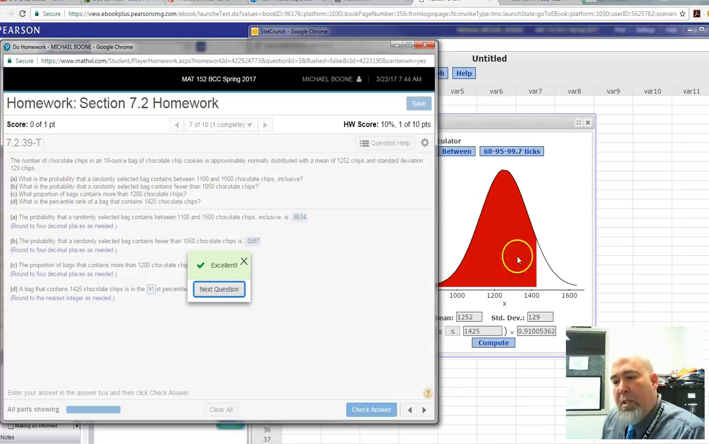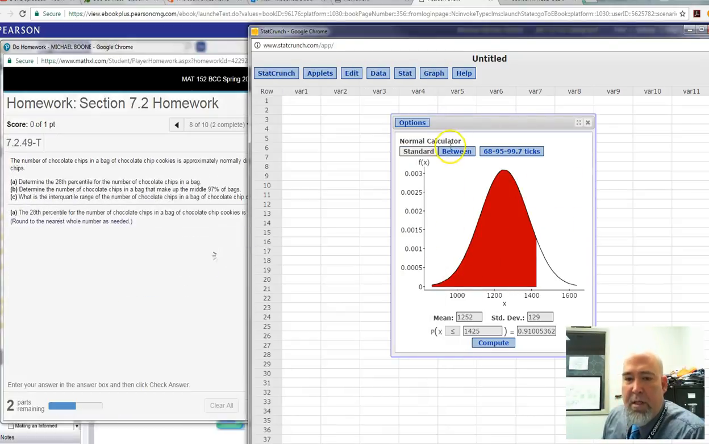So again, using this normal calculator will answer a lot of those questions that you have in section 2. Again, if they're looking for z-scores, remember your mean is 0 and your standard deviation is 1. If it's in between, make sure you just click on the between. And recall that this is an x value. This is a probability or proportion.